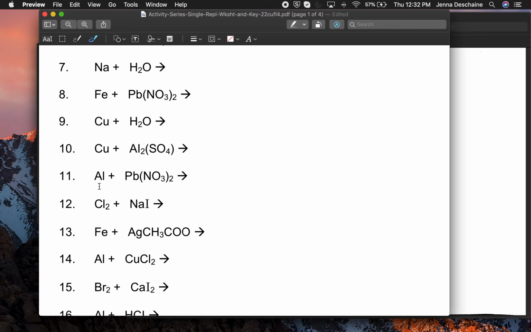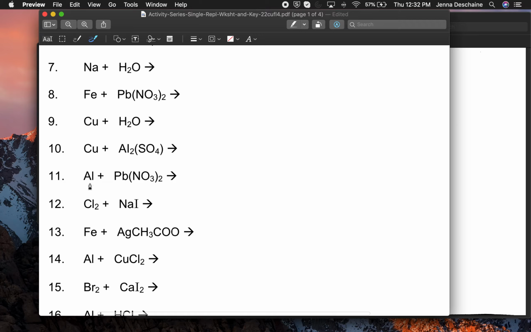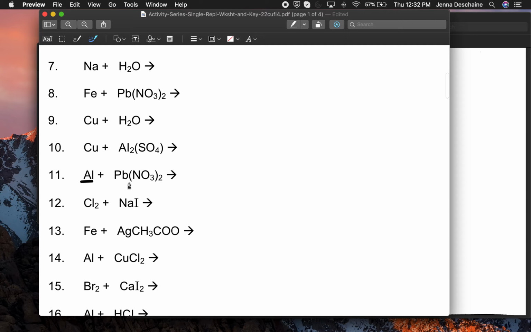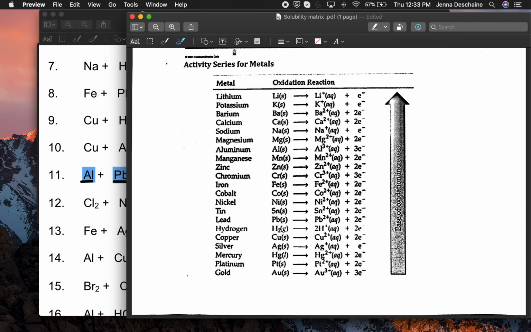All right, so in this problem, I have aluminum and I have lead. So those are my metals of interest here. So I'm just going to highlight those, okay? So actually, I wonder if I can highlight on this document. I can. Perfect. All right. So those are my metals of interest here, aluminum and lead. All right, so I'm going to go to the activity series, see if this reaction is going to happen.